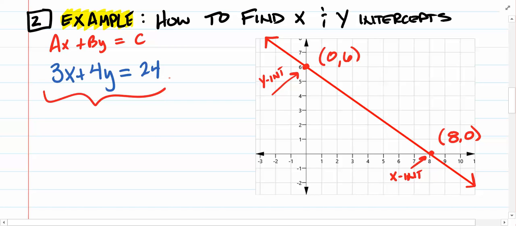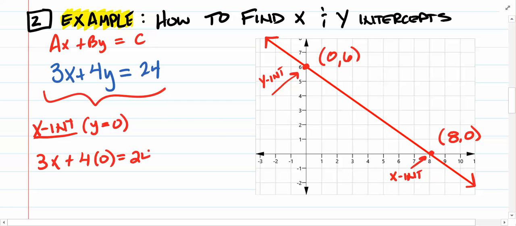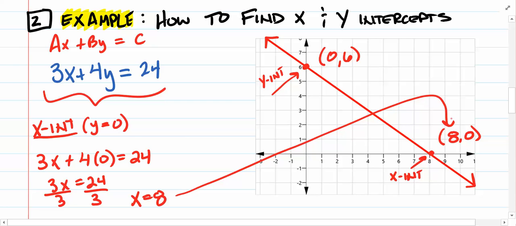It's in the form of ax plus by is equal to c, where 3 represents a, 4 represents b, and c represents 24. So if I am interested in the x-intercept, which I happen to already know is the point 8, 0, I could easily find the x-intercept just by setting y equal to 0. So here's what I would have. I would have 3x plus 4 times 0 is equal to 24. Well, 4 times 0 is 0, so all I have is 3x is equal to 24. I would divide both sides by 3, and I would see that x is worth 8. That is how I got the x-intercept of 8 right there.